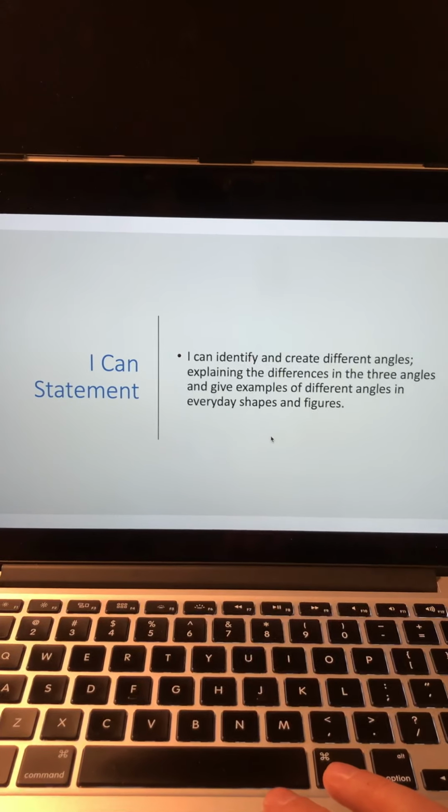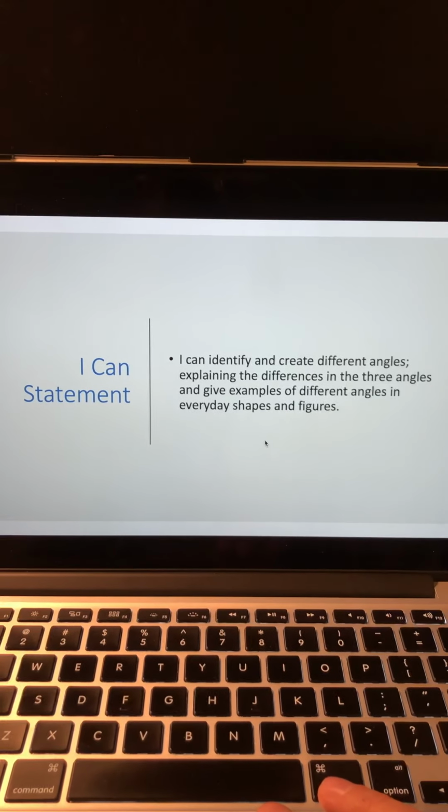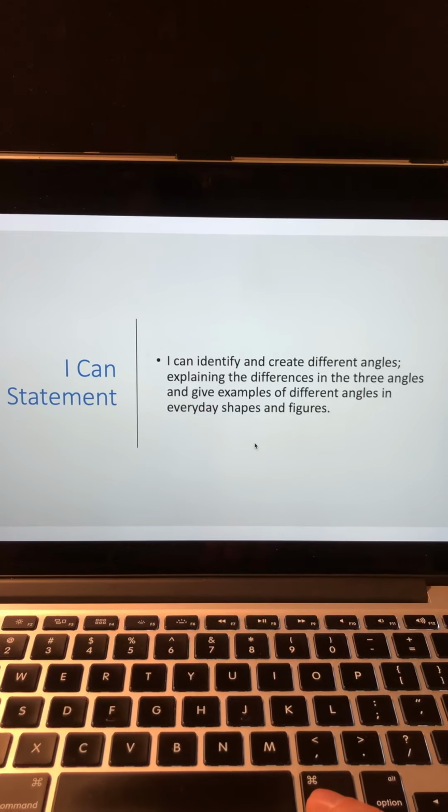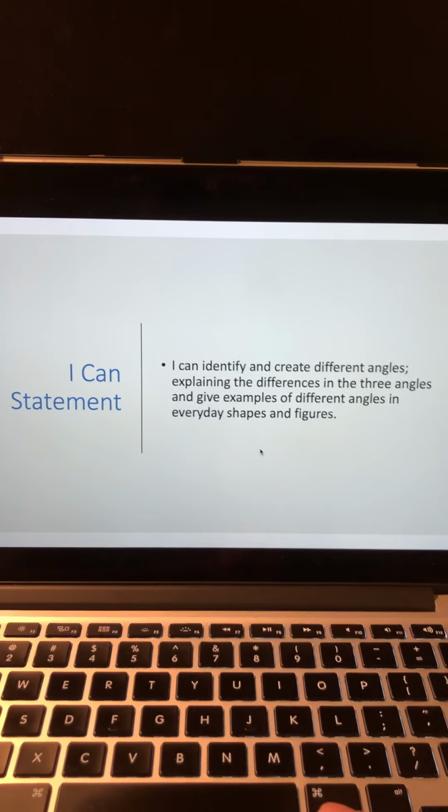Alright, so our can statement is I can identify and create different angles, explain the differences in the three angles, and give examples of different angles in everyday shapes and figures.